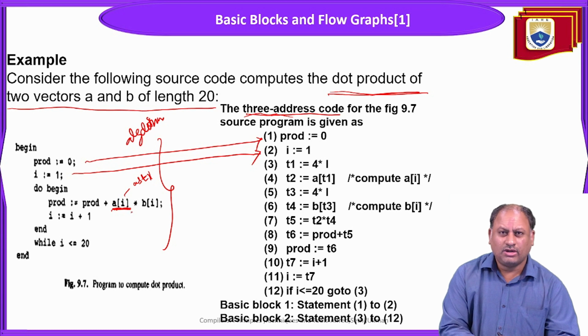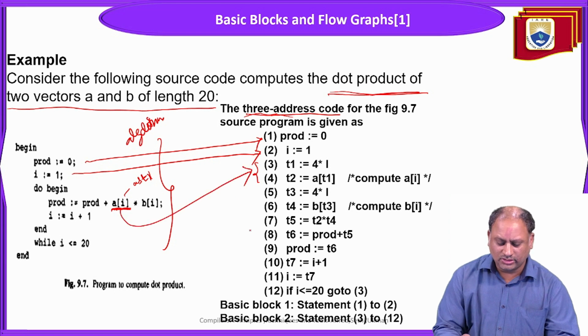So now what is the value of this T1 that is to be computed? That is to be considered as 4 star I. So that's why here the third step and fourth step, the T1 computation and A of T1 computation, these two belong to T1 and T2.